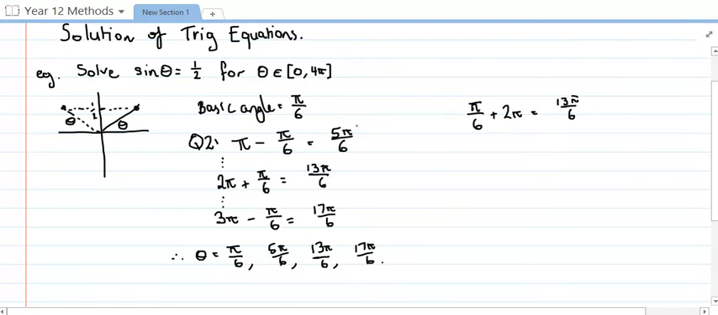And if I add 2 pi onto this, it's going to go right around the circle again. So 5 pi on 6 plus 2 pi is going to be 17 pi on 6. So we can actually just leave that there and figure it out that way.